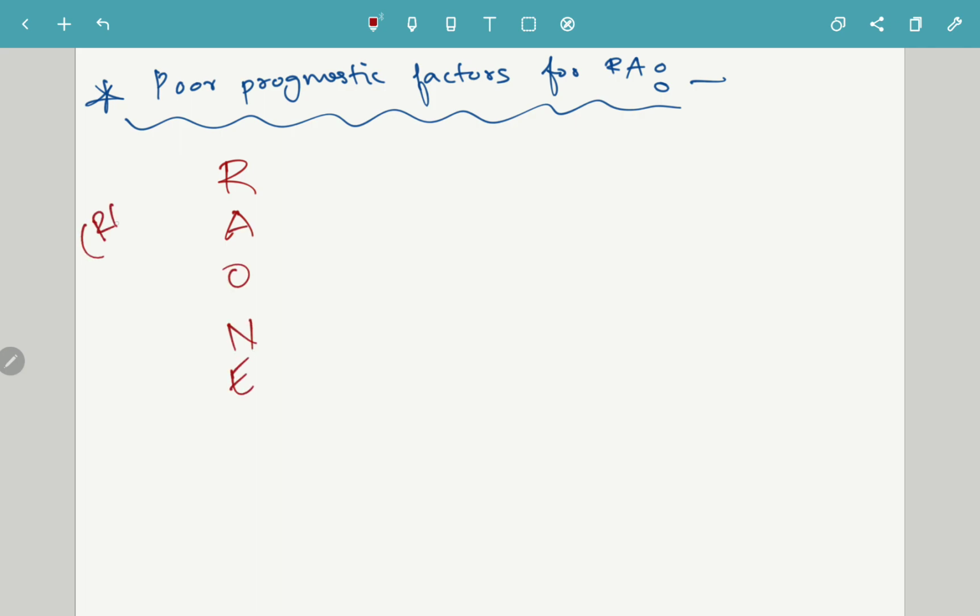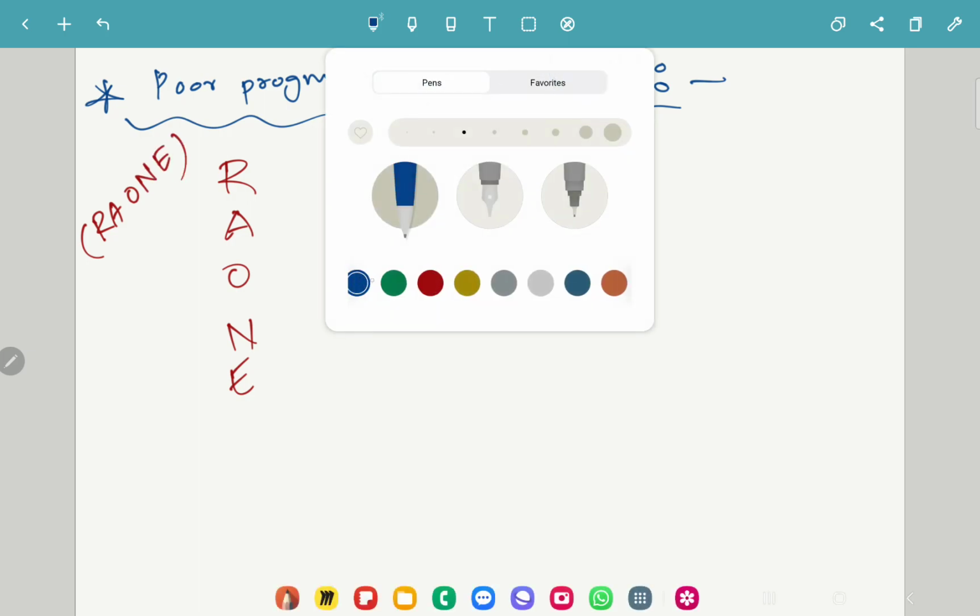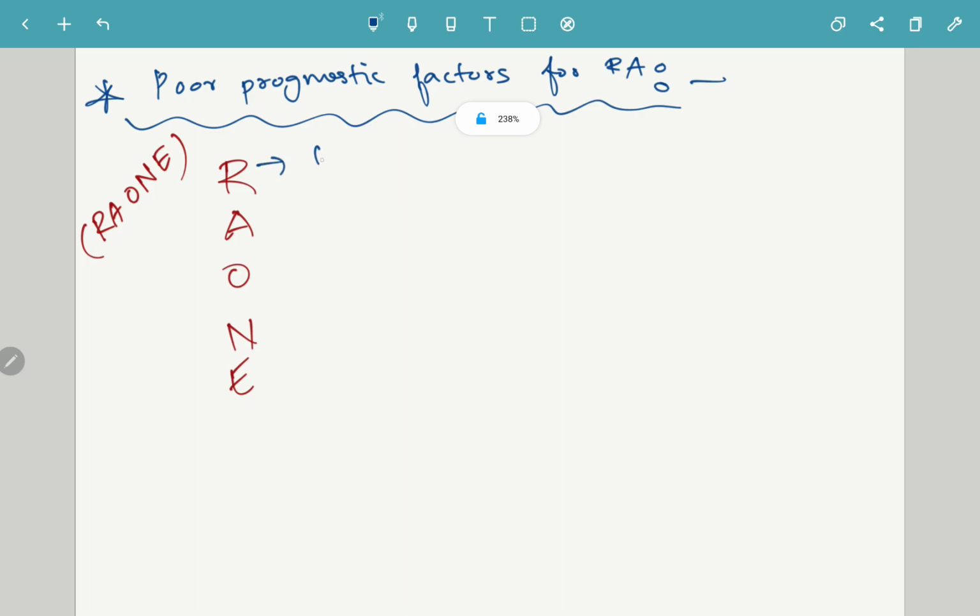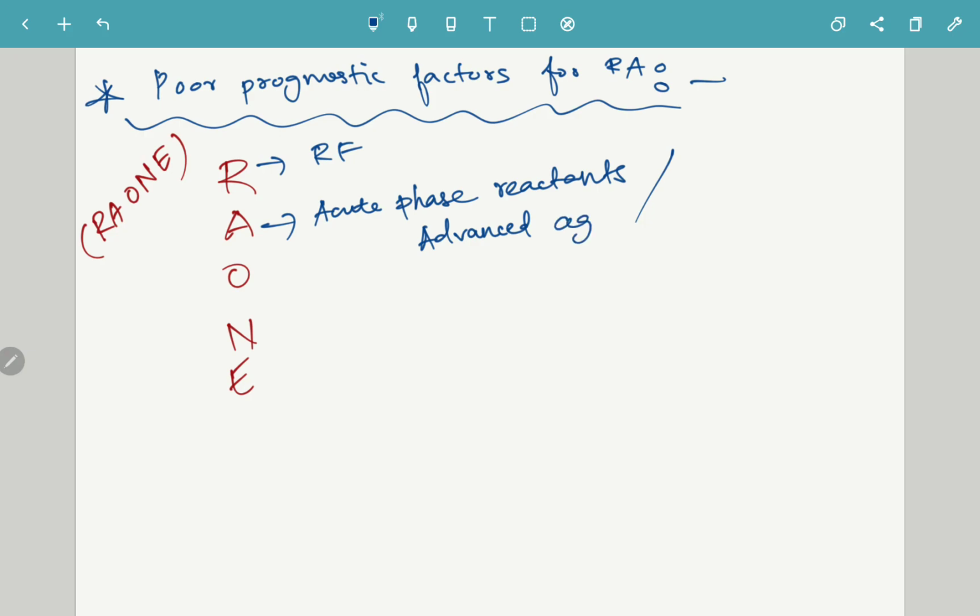Okay, remember RA1. This is your mnemonic. R stands for rheumatoid factor. So rheumatoid factor being positive, the prognosis is going to be poor. Then A stands for acute phase reactants, such as C-reactive protein or elevated ESR. All of these will be a poor prognostic factor. And advanced age, of course, will be a poor prognostic factor.